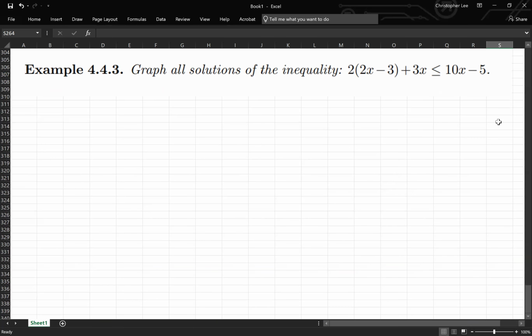All right. Try this out. Literally the same question. You know, little math, boom, boom, boom. Put all your x's on one side, put all your numbers on the other, then graph it. All right.